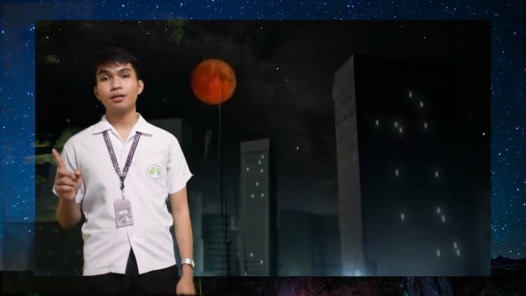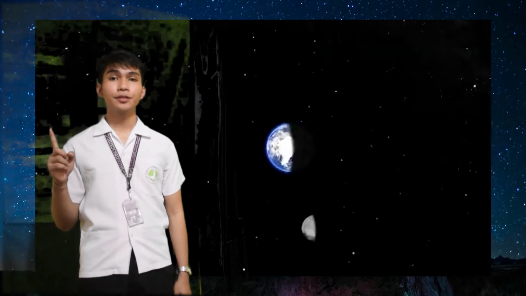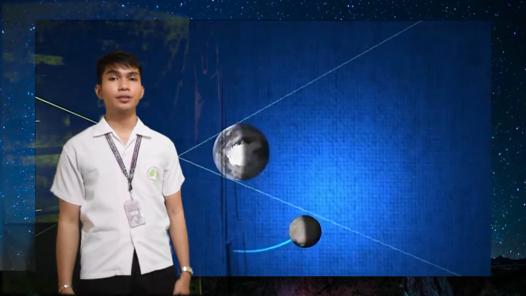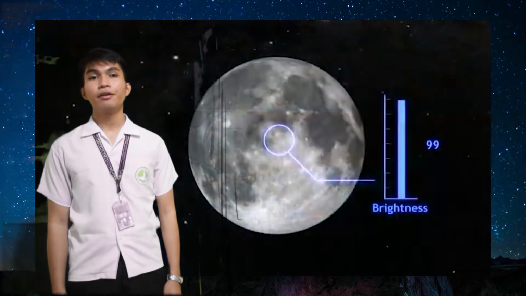A lunar eclipse only occurs during a full moon. A partial lunar eclipse occurs when a portion of the Moon passes into Earth's shadow. The Earth's shadow appears as a very dark side of the Moon, facing Earth during a partial lunar eclipse.